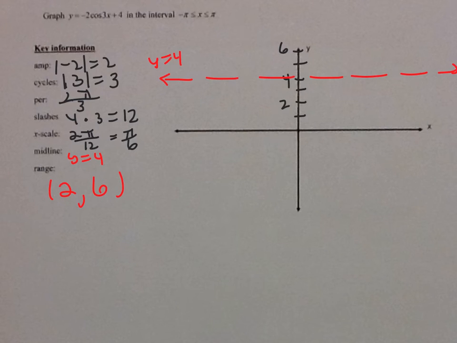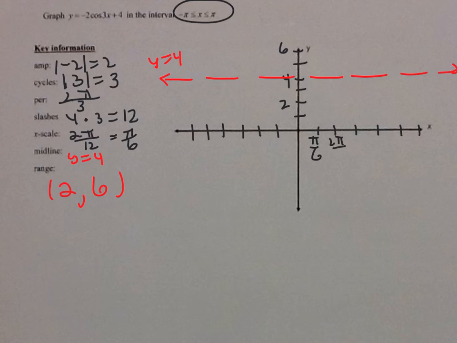I need 12 slashes. I'm going from negative pi to pi, so that means there's 6 on both sides. So 1, 2, 3, 4, 5, 6. Let me do that again. 1, 2, 3, 4, 5, 6. All right, so the x scale is pi over 6. So the first one's pi over 6.